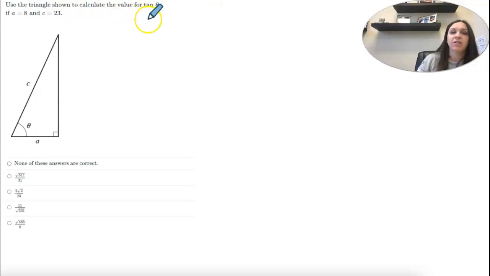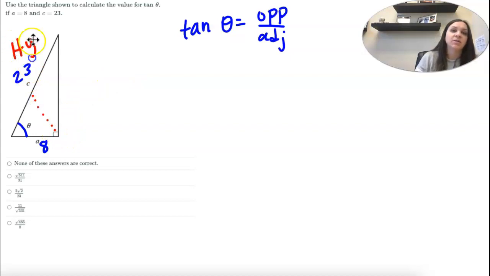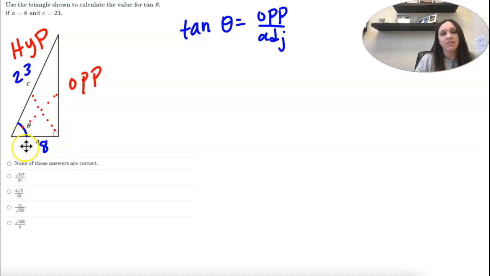Use the triangle to calculate the value for tangent of theta. So C is 23, A is 8, and here's theta. So we want tangent, which is opposite over adjacent. Well, let's label our sides and see what we have. Across from the right angle is the hypotenuse. Across from the reference angle is the opposite. And then the remaining side is the adjacent. So we know the adjacent is 8. We do not know the opposite. We gotta solve for it.